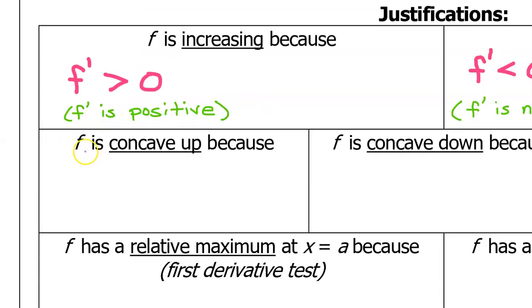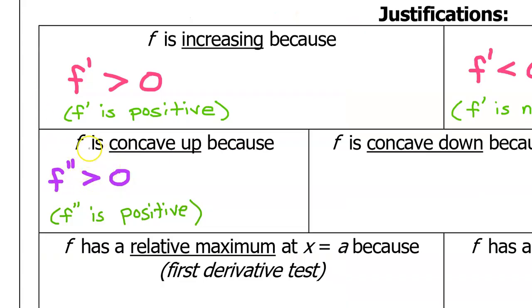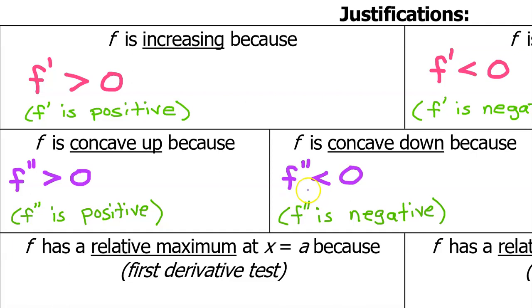So how would I justify why f is concave up? Here's a hint. When you talk about concavity, you really want to refer to the second derivative. Looking at the chart, we know that f will be concave up when f double prime is positive. So the easiest thing to write is f is concave up because f double prime is greater than 0, which of course means that f double prime is positive. Similarly, we will justify that f is concave down because f double prime is less than 0. In other words, f double prime is negative.